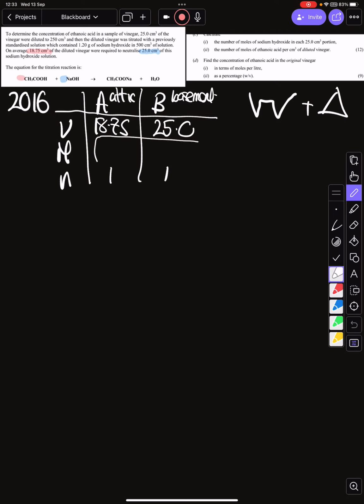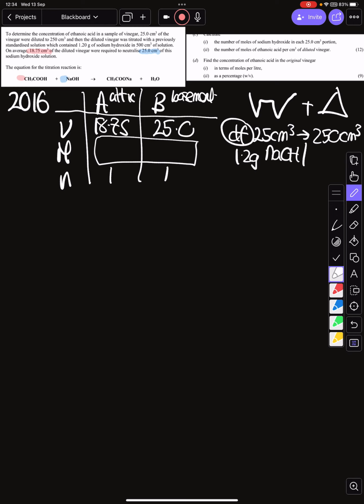Now, there is no obvious way in here. Usually we'd have a big M value in one of those columns and there is no way in. But there is extra information. So there are 2 pieces of extra information for this question. There's 25 centimeters cubed of vinegar goes to 250, so that is looking for a dilution factor later on when we get there. And the other piece of information is 1.2 grams of NaOH, and that is made up to 500 centimeters cubed.